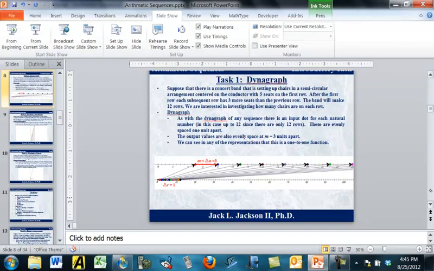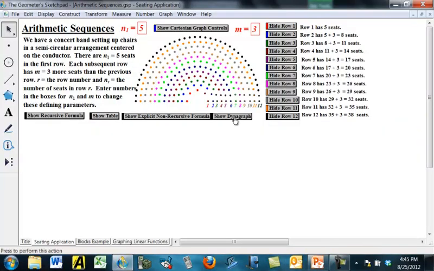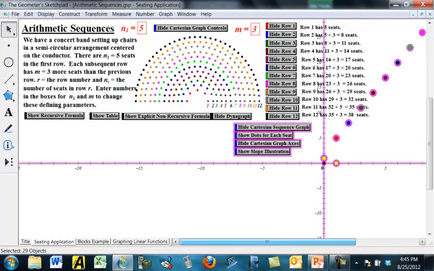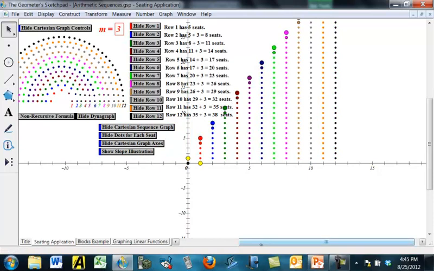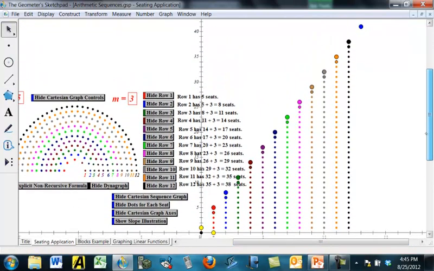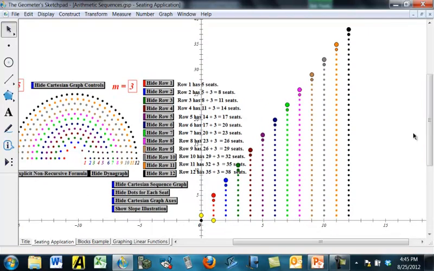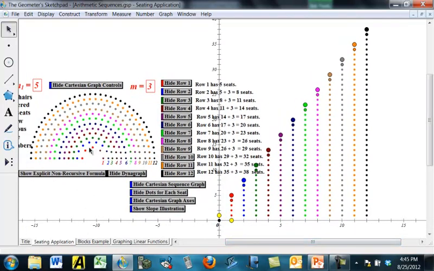Next, let's look at a Cartesian graph. And before I do that, let's hide this. What I want to actually do is stack the chairs. So let me see if you understand what I'm doing here. For example, right here, in this first row of chairs, there are 5 chairs. So instead of arranging them in a circle like this, I'm going to stack them up.